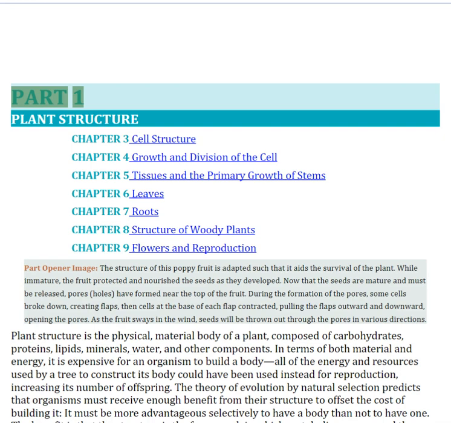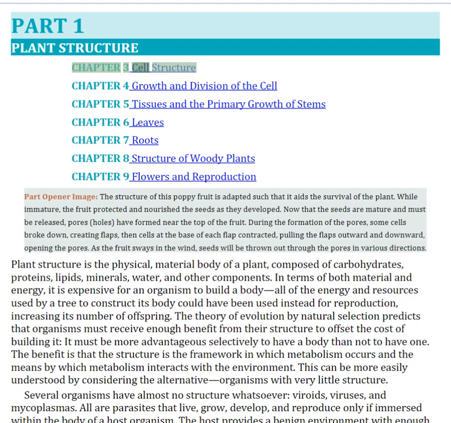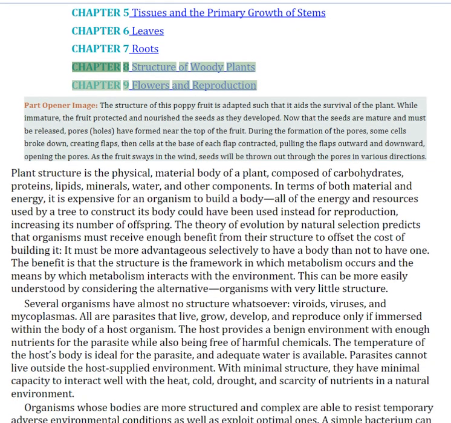Part 1. Plant Structure. Chapter 3 Cell Structure. Chapter 4 Growth and Division of the Cell. Chapter 5 Tissues and the Primary Growth of Stems. Chapter 6 Leaves. Chapter 7 Roots. Chapter 8 Structure of Woody Plants. Chapter 9 Flowers and Reproduction.